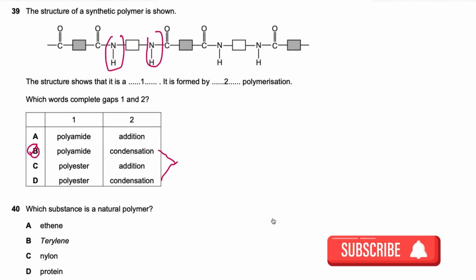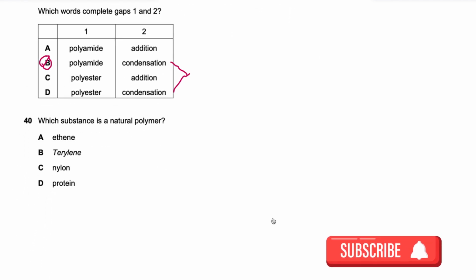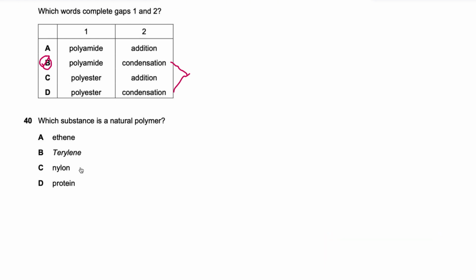Now we go to the last but not the least. Which substance is a natural polymer? Ethene is not a natural polymer. Terylene is not a natural polymer. Nylon is not a natural polymer. You know the natural ones are protein, carbohydrate, and fat. All these others are called synthetic polymers. The natural one is protein.